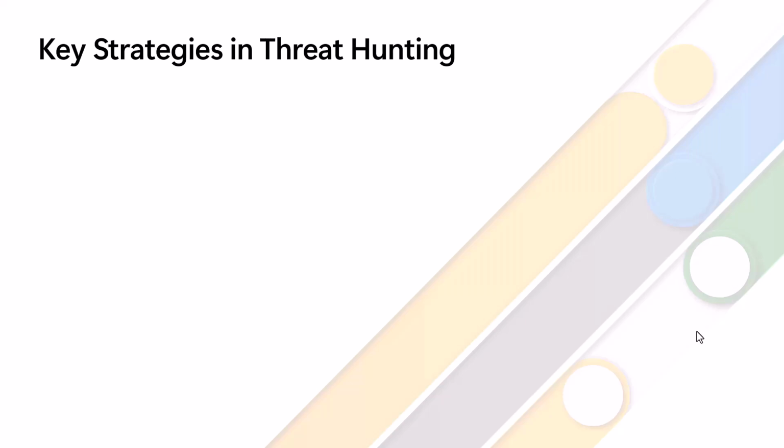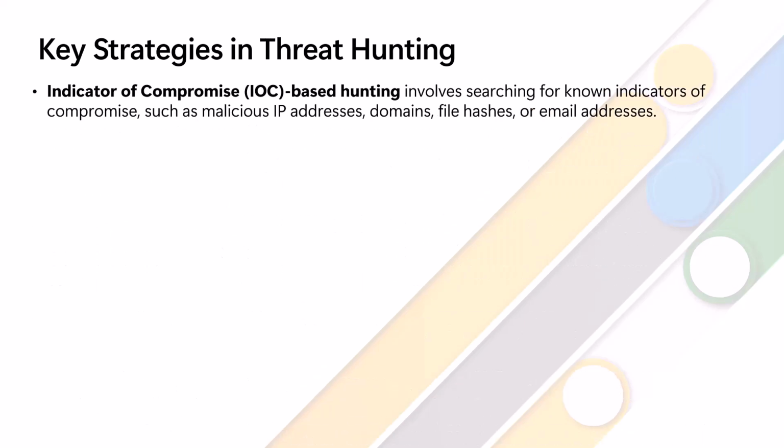Okay, let's zoom out a little and at a high level look at the various strategies employed for threat hunting. There are a few key strategies you're most likely to want to utilize when using MDTI. Indicator of compromise, or IOC-based hunting, involves searching for known indicators of compromise, such as malicious IP addresses, domains, file hashes, or email addresses. This method relies on predefined threat intelligence data to identify potential threats within your environment. By leveraging IOCs, security analysts can quickly detect and respond to known threats.